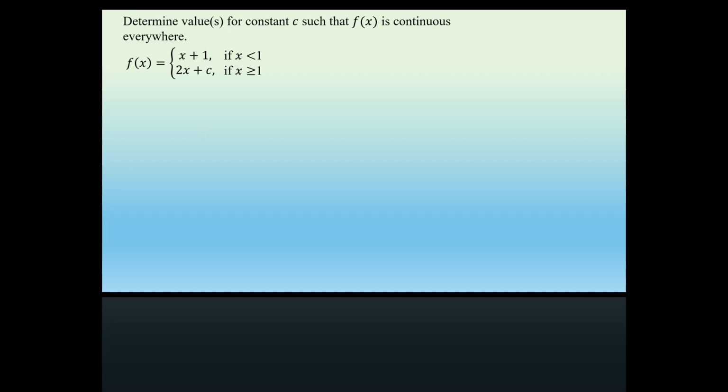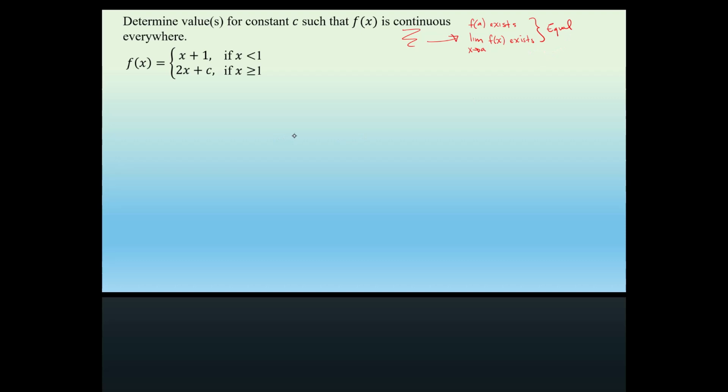Example, determining constant c such that f of x is continuous. So what does it mean to be continuous? Hopefully we have memorized this or we remember it. f of a must exist, so some value, what we're interested in. The limit as x approaches a of f of x must exist. And whatever these two values are, they need to be equal.